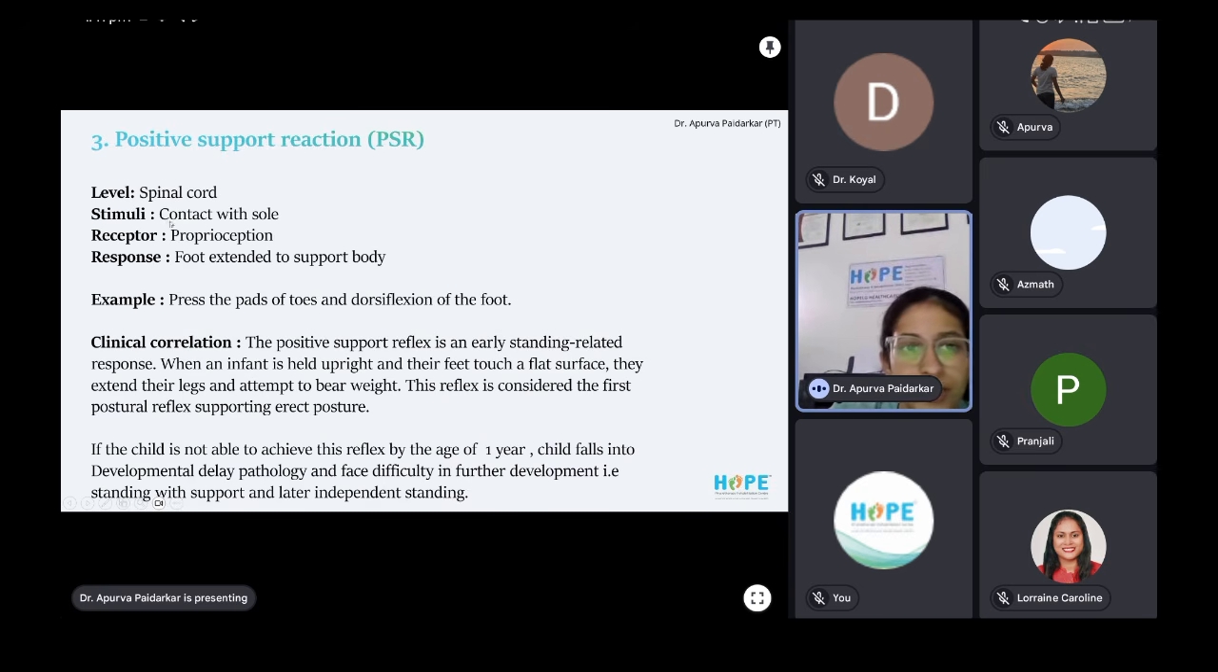Level is the spinal cord, stimulus is contact with the sole, receptor is proprioception, and response is the foot extended to support the body. So, when you press the pads of the toes, dorsiflexion of the foot occurs. The positive supportive reflex is an early standing related response. When an infant is held upright and the feet touch the flat surface of the ground, they extend their legs and attempt to bear the weight. So this reflex is considered the first postural reflex supporting erect posture.